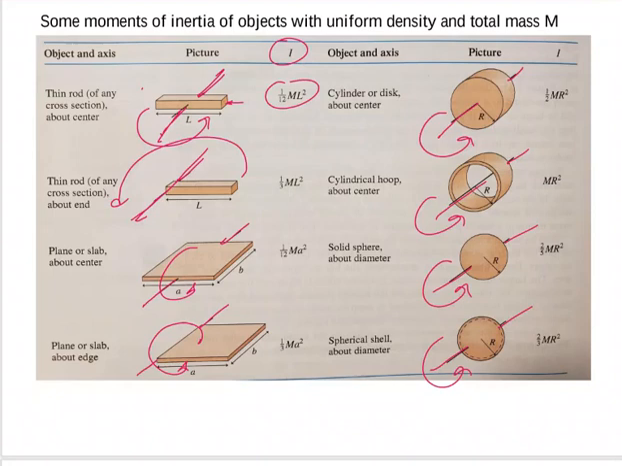So you've got to make sure you know what you're dealing with. Again, for this plate, we have 1/12 M a squared, and that would be the surface area. So a, this length right here.